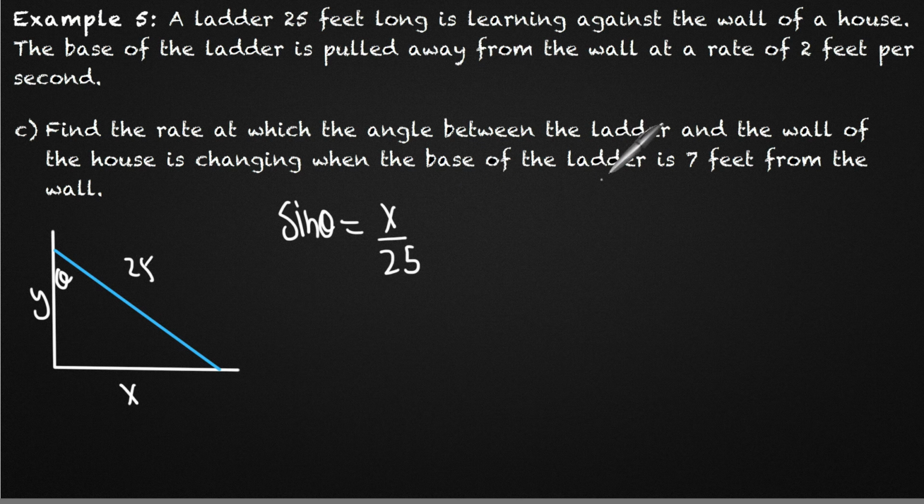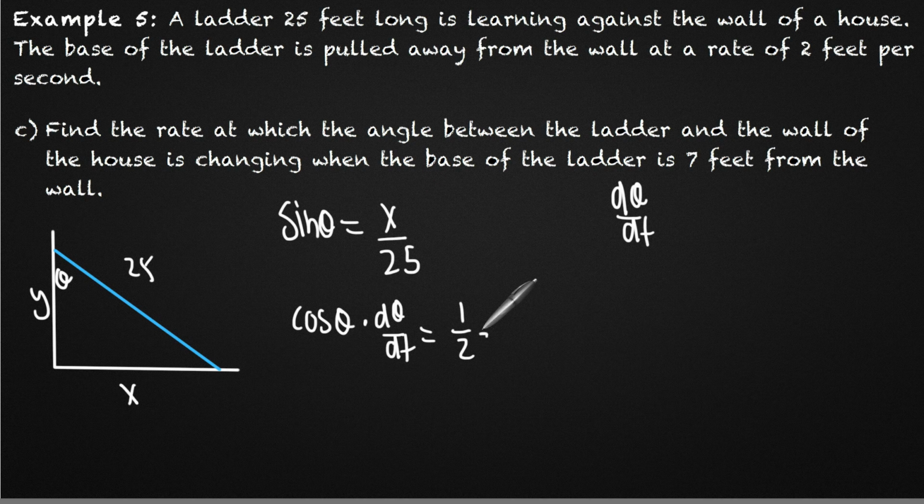Now remember, we're looking for d theta/dt, the change in the angle. So we're going to take the derivative of both sides with respect to t. The derivative of sine of theta is cosine of theta, but times the derivative of theta, d theta/dt, because theta is changing as time is changing, so we need to incorporate that. And then we have 1 over 25 dx/dt.